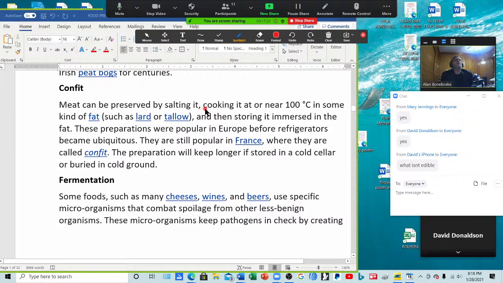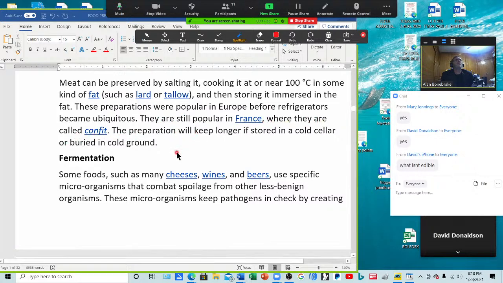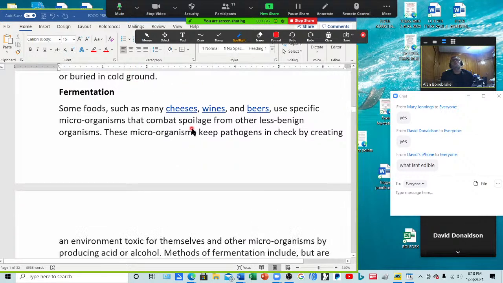Meat can be preserved by salting it, cooking it at nearly 100 degrees centigrade in some kind of fat such as lard or tallow, then storing it immersed in the fat. These preparations were popular in Europe before refrigerators became ubiquitous. Still popular in France, where they are called confit. The preparation will keep longer if stored in a cold cellar or buried in cold ground. We're going to see some of the preservatives and some of the harm they can do to us also in a little bit here.